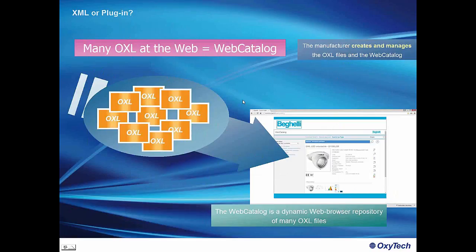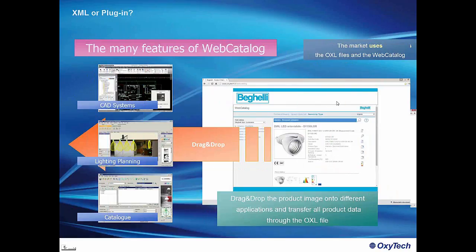The OXL files and the web catalog are created and managed by the manufacturers, so that the market can visualize the web catalog and use the different information. So, for example, from here, we can drag and drop a single OXL file into an application, or drag and drop the image from the internet into these applications.